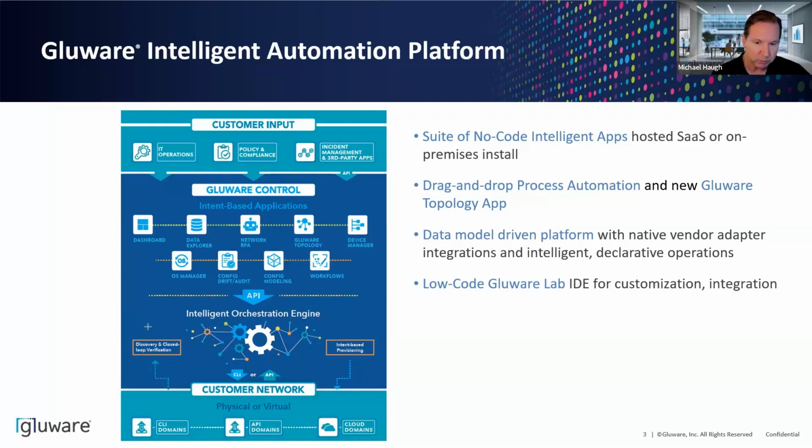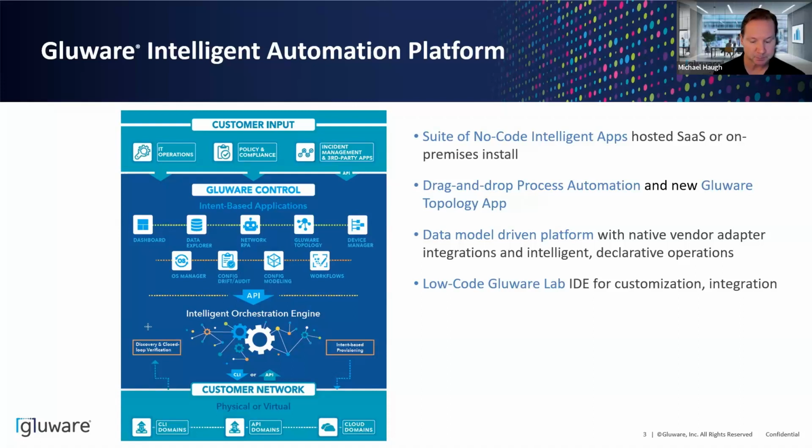We're going to go through the majority of the apps in our app suite in the demo, but all of the applications are driven by our intelligent orchestration engine. And again, not going to deep dive here, but just know that it's a data model driven platform. This is where a lot of the intelligence is built in. This engine enables us to be declarative. So you can do things like put in an intended state of configuration and the engine will make it happen. You can put in an intended software upgrade, and Gluware will take all the steps to execute that upgrade in a closed loop fashion and perform validation.